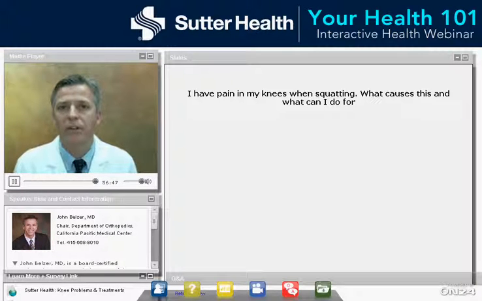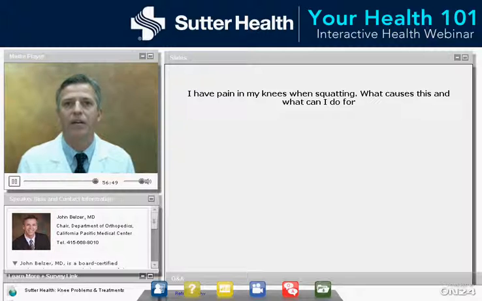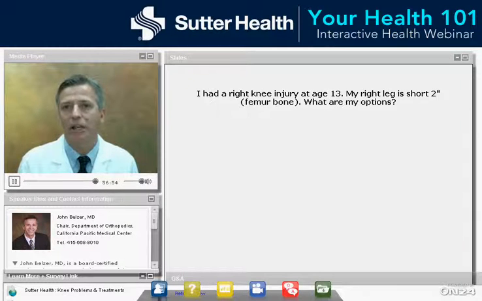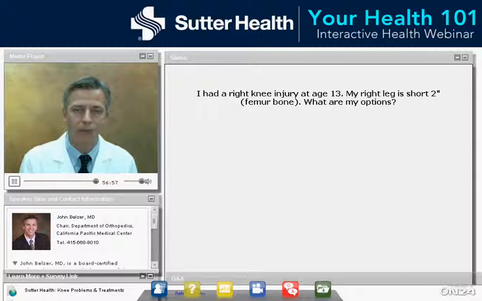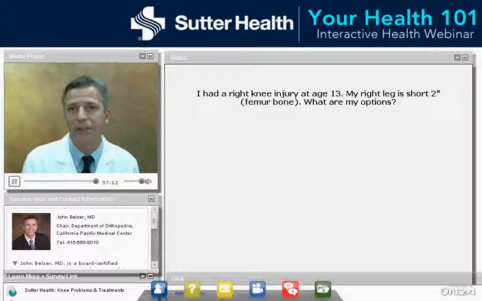I think we have another question. I have pain in my knees when standing. Oh, I'm sorry. I had a right knee injury at age 13. My right leg is short 2 inches on the femur bone. What are my options? Well, it kind of depends on your age. It depends on your activity. It depends on how much it's bothering you. There are certain techniques that we have now that you can shorten your other leg 2 inches. So if you're very tall, that would not be an inappropriate thing to do.